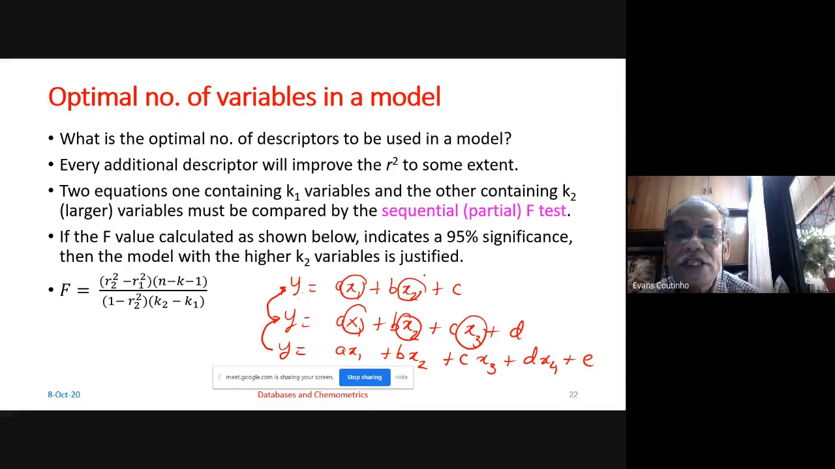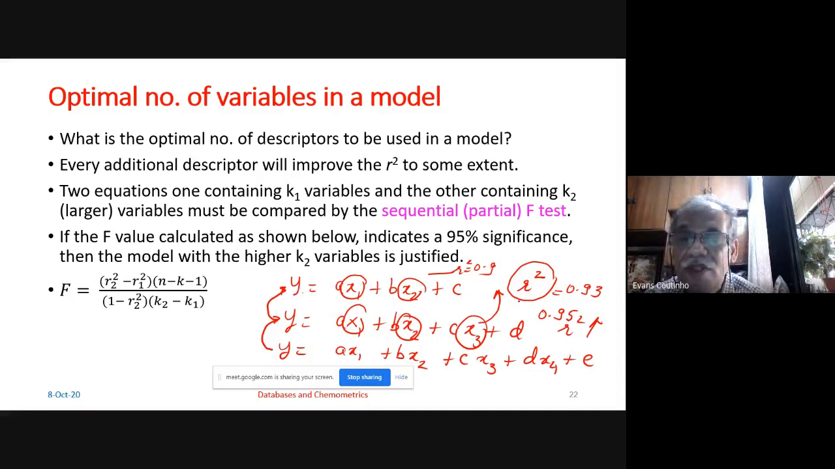One thing that you must remember: whenever we add a new variable, we can always improve the R square. So that is the trick. A lot of people, when they want to improve the R square for their models, keep on adding a new variable, and the R square will go up. For example, with 2 variables, if my R square was 0.9, with 3 variables, my R square will go to 0.93. With 4 variables, my R square will go to 0.95. And you might be thinking, hey, I'm getting better models because R square is approaching 1. No, you're fooling yourself. So if I have to make a choice between an equation with 2 variables and a model with 3 variables, which one is better?